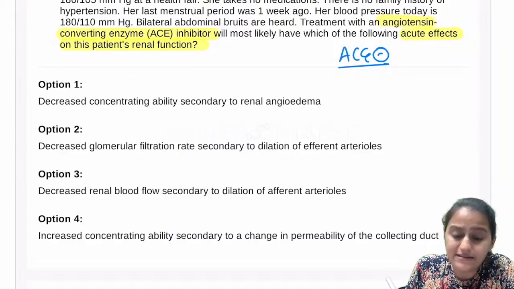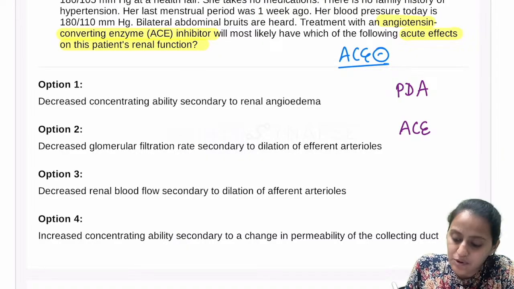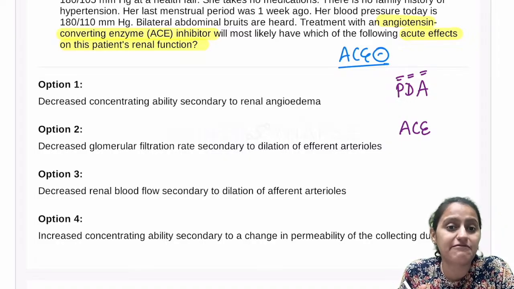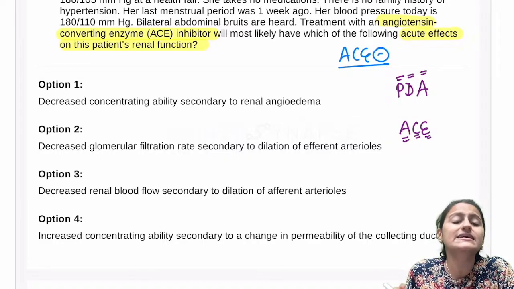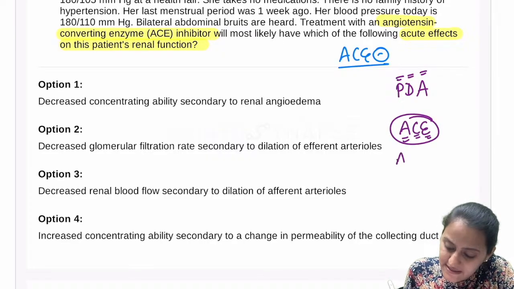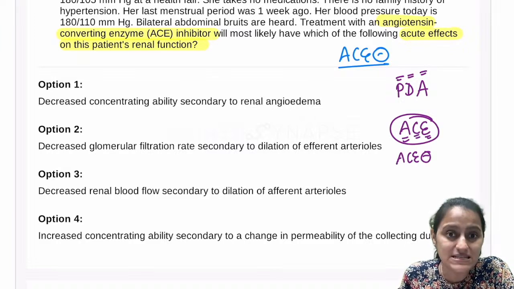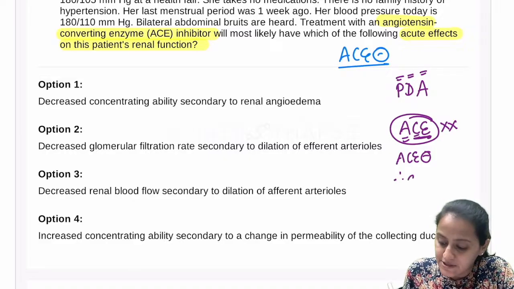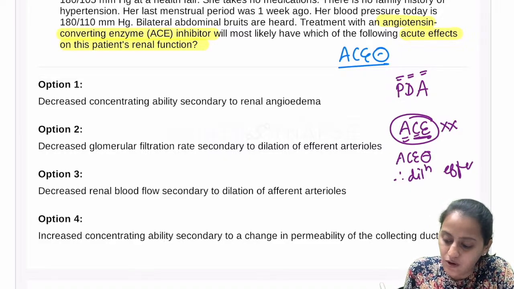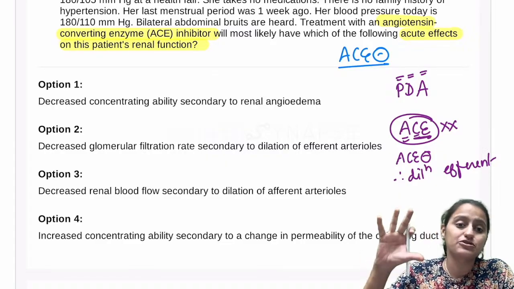Understand that the trick, the mnemonic that we have seen, is PDA and ACE. Prostaglandins dilate the afferent, PDA. ACE: angiotensin 2 constricts the efferent. So if you are giving this ACE inhibitor, the angiotensin will not be able to act. That is why the constriction of the efferent will not take place. Therefore, there will be dilatation of the efferent arteriole.